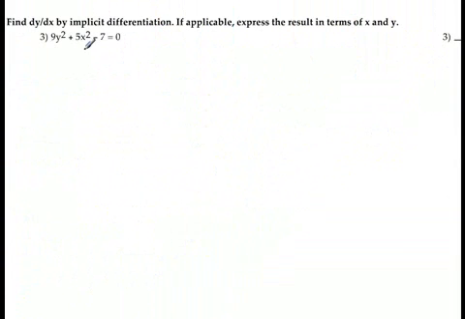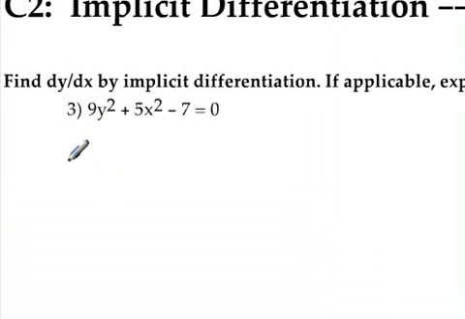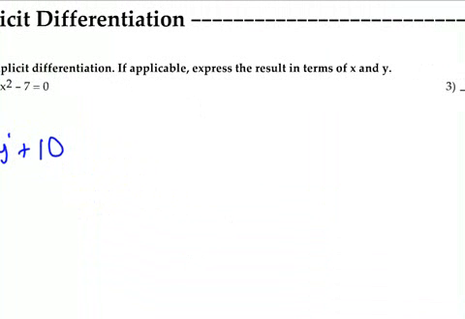Okay, number 3, we're going to find the derivative by implicit differentiation. So we'll go ahead and take the derivative here. The derivative of 9y squared is 18y, but we need to multiply by the chain on the y. Y is some function of x. Plus the derivative of 5x squared is 10x. The derivative of the negative 7 is 0, and the derivative of 0 is 0.